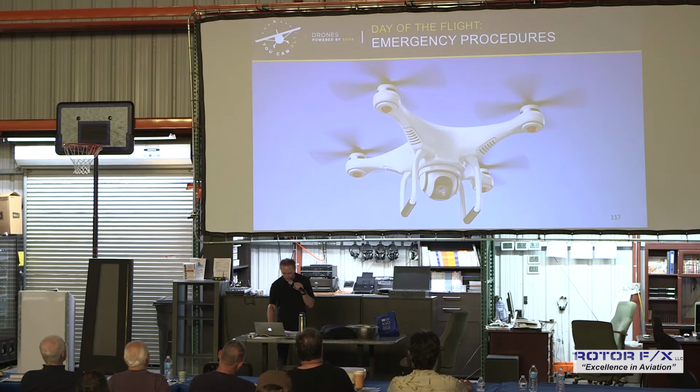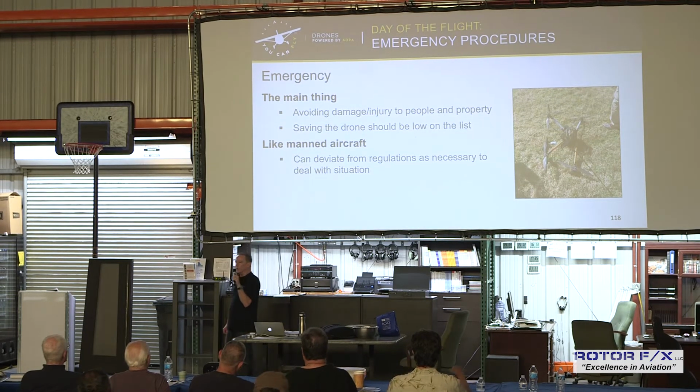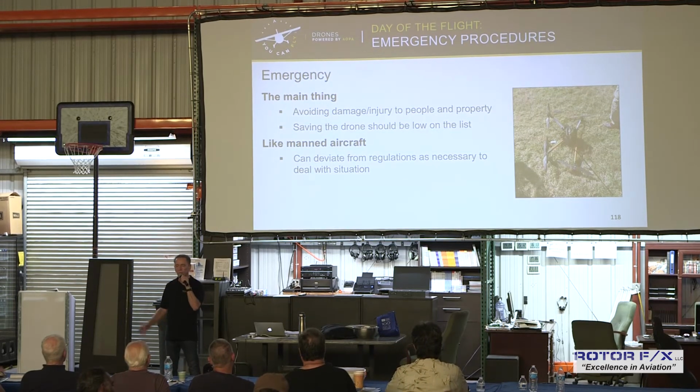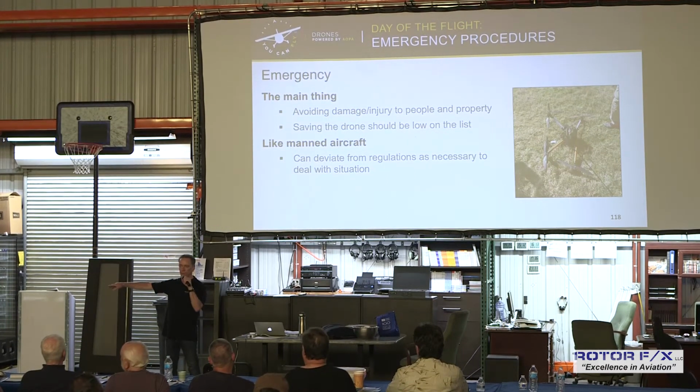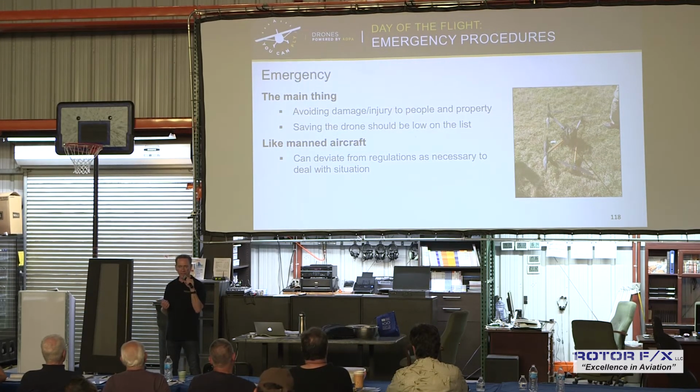Let's talk about emergency procedures. The main thing is, what do you want to do? The drone becomes secondary in an emergency scenario. What you want to do is land. If you can land and control the drone, you want to land it as far away from people and stuff that it might damage as possible. If it happens to land in a tree or in a field where you may not be able to get it, or perhaps in a body of water where you may never retrieve it, the drone should be your secondary consideration. It's about keeping people and their stuff safe.